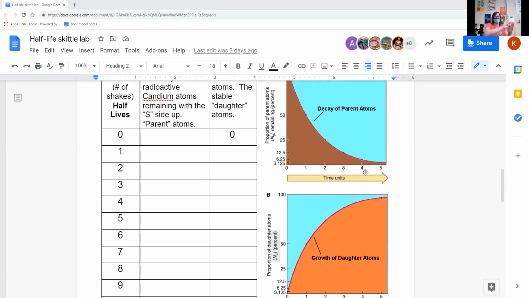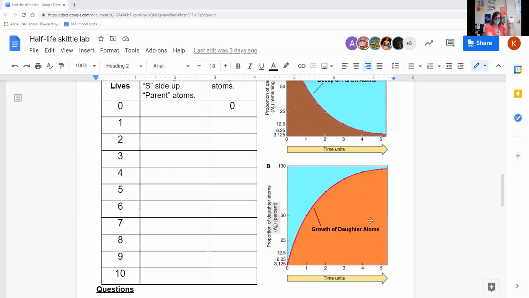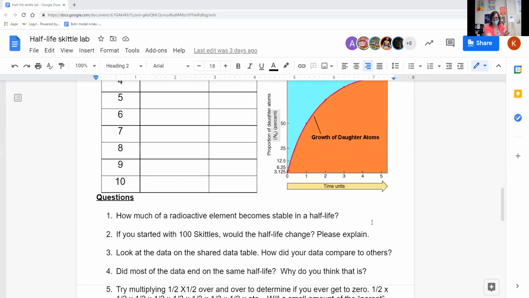And what that means is that the ones that you set aside started off with 0, and it had a steady increase, and then you added a few less each time. And so these are kind of opposite graphs as the parents decay into what we call the daughter atoms.